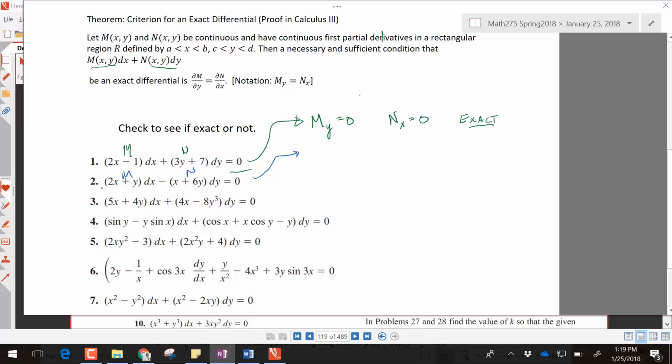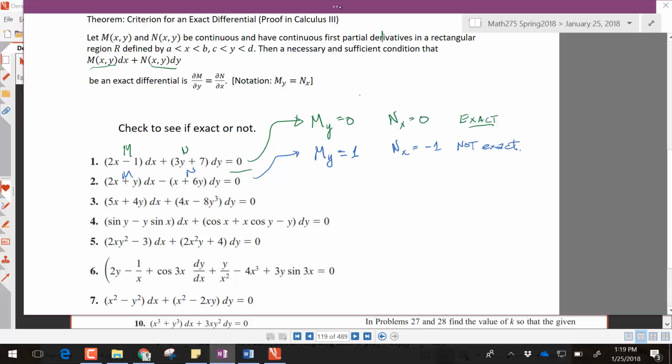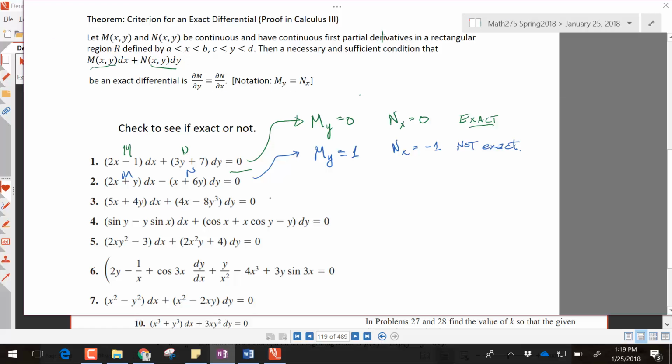All right, let's do number 2. We want to find M with respect to y, and that looks like it's going to be 1. We want to find N with respect to x. This looks like it's a 1, but there's a negative in front of it, so I think this is a negative 1. So this is not exact.